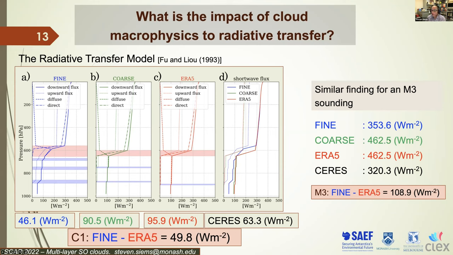If we did it for cluster C1, well, that can be very dramatic. If you lose a high cloud layer, that will have a very dramatic impact on the radiation budget. In our example here, it was over 100 watts per meter squared difference.